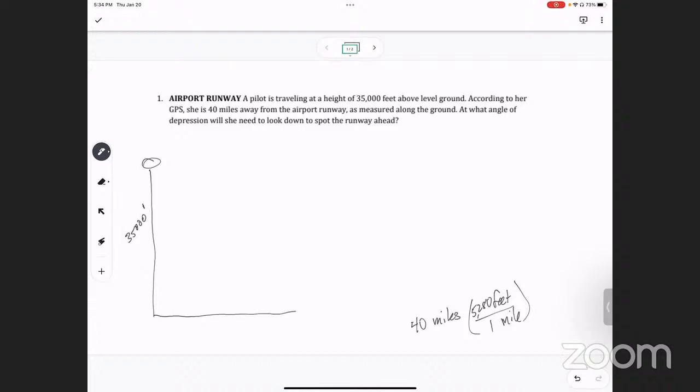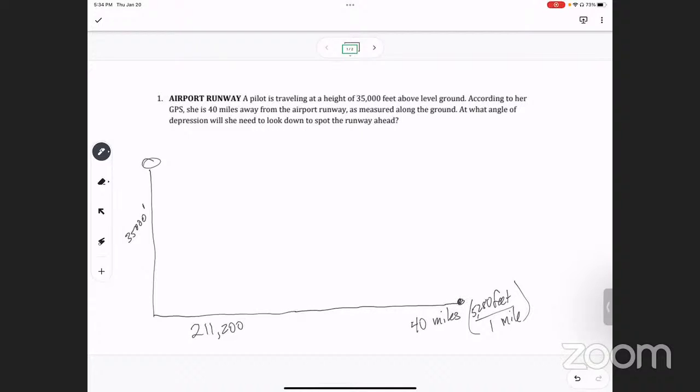So we're going to multiply that by 40. 40 times 5280 is 211,200. So that also will just give us a good idea of how far we should go. So this is going to be a lot farther over here, right? So that's the airport.